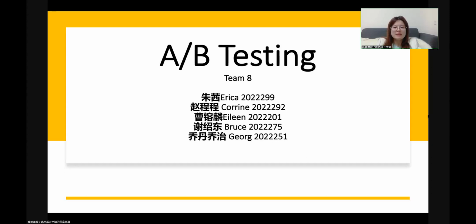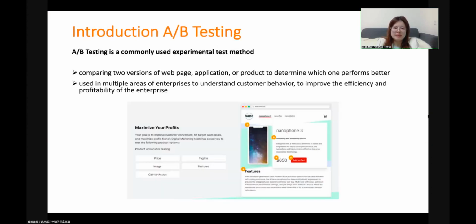First, let me introduce what A/B testing is. A/B testing is a commonly used experimental method of comparing two versions of a web page, application, or other product to determine which one performs better. It helps enterprises better understand customer behaviors and thus improve products and services. In fact, A/B testing can be used in multiple areas of the enterprise to improve efficiency and profitability.